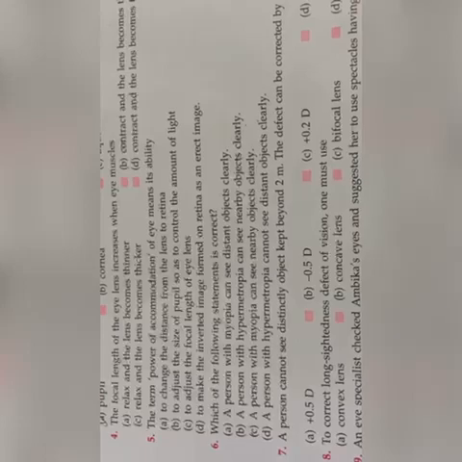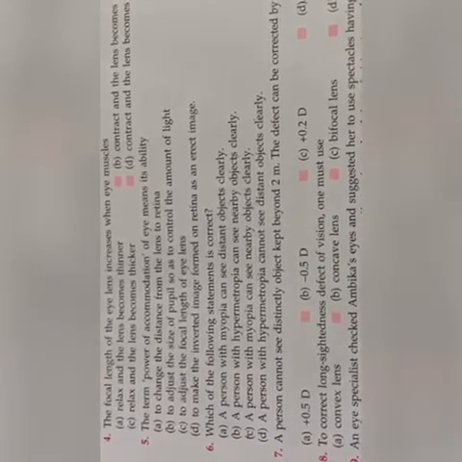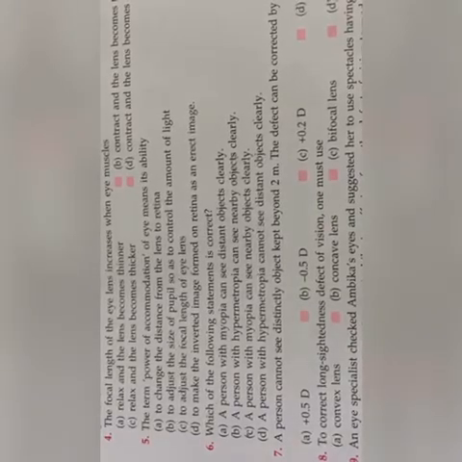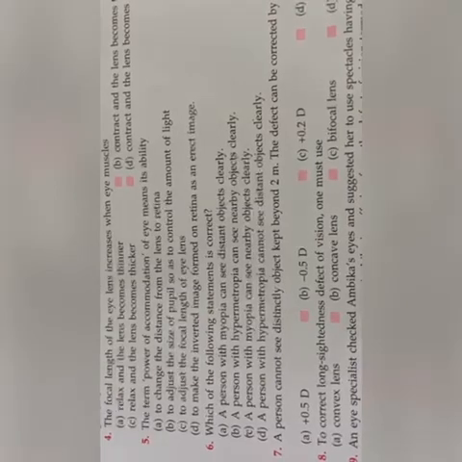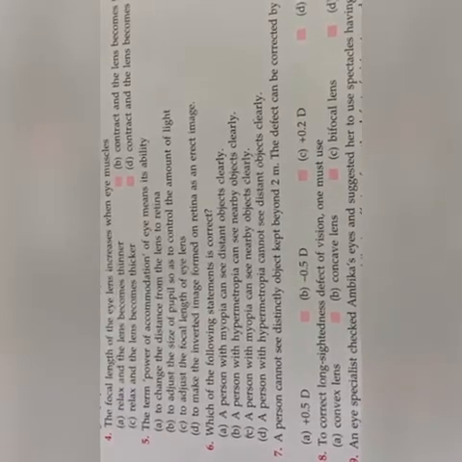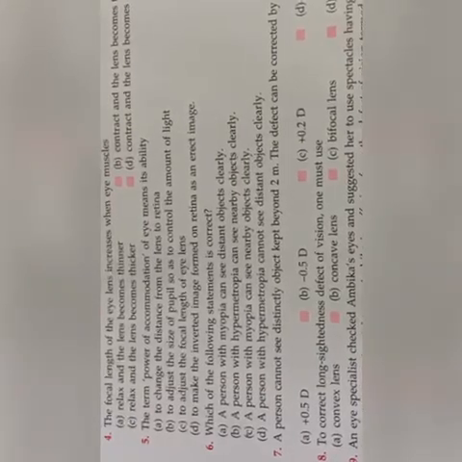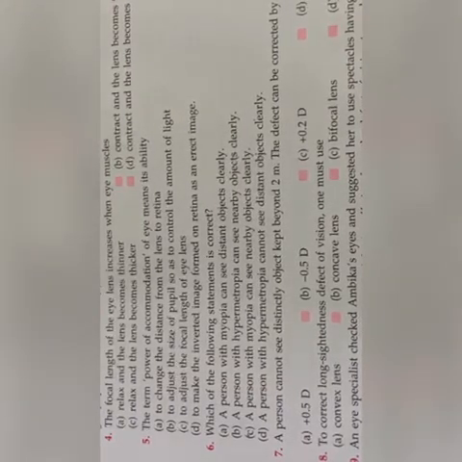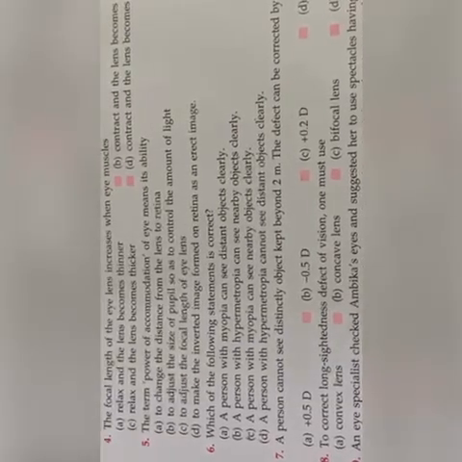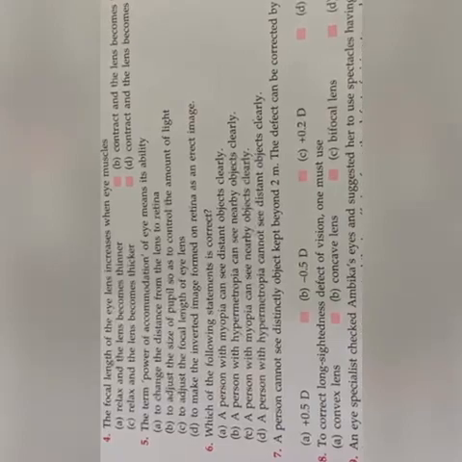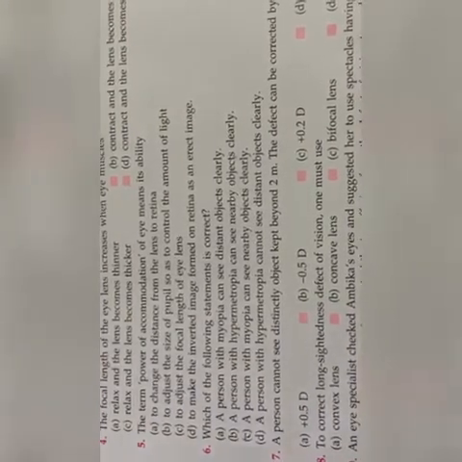Sixth question, which of the following statements is correct? A option, a person with myopia can see distant objects clearly. B, a person with hypermetropia can see nearby objects clearly. C, a person with myopia can see nearby objects clearly. And D option, a person with hypermetropia cannot see distant objects clearly. So, a person with myopia can see nearby objects clearly is the correct option, means C option is correct.